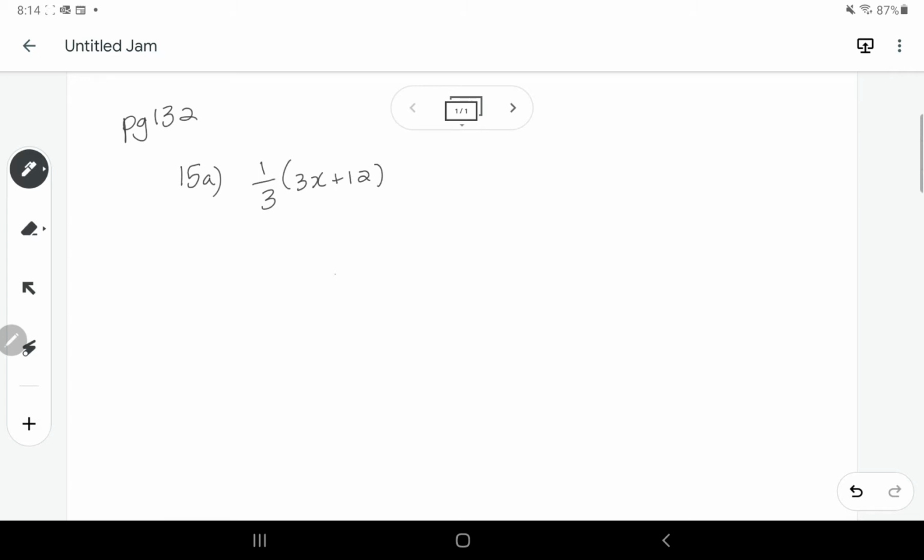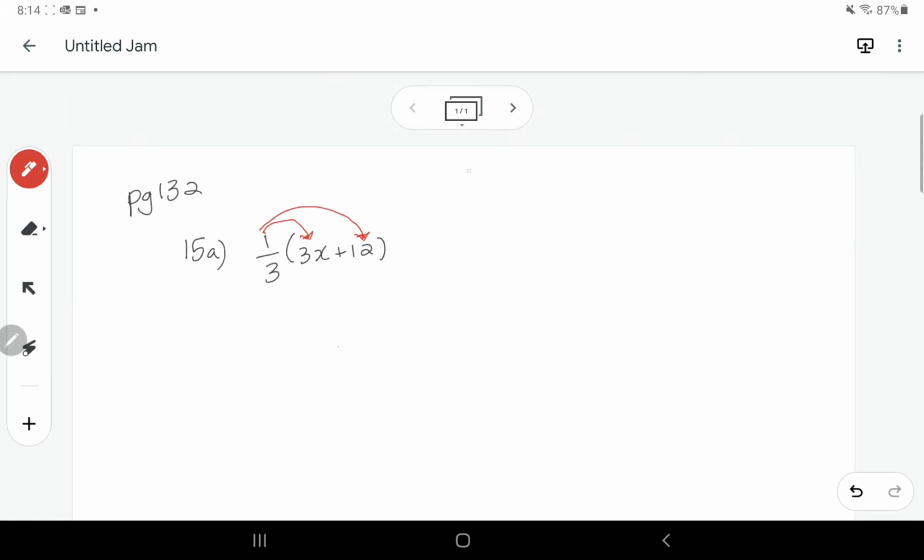So it's a little bit trickier looking because we have a monomial that we're multiplying into a polynomial here. So we have to multiply the 1/3 in to the 3x and the 12, but we've got a fraction, which makes it feel a little bit harder, but it's going to work the same way.